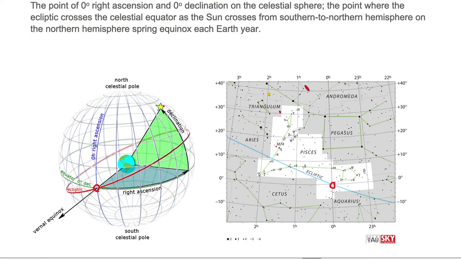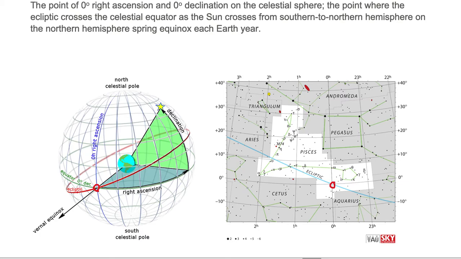Let's read the second part of the definition. It says the point where the ecliptic crosses the celestial equator. Well, here we have the ecliptic in red on the celestial sphere, and here we have the celestial equator in green. Where the 2 cross is one of 2 points. The other one is on the other side.